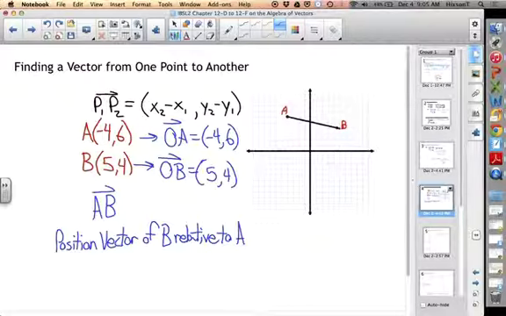And here the order does matter. So what I would do here is, going from A to B, I would take 5 minus -4, and that'll be the horizontal component of that vector. Then I'll do 4 minus 6. So that would be (9, -2). That would be the vector from A to B.